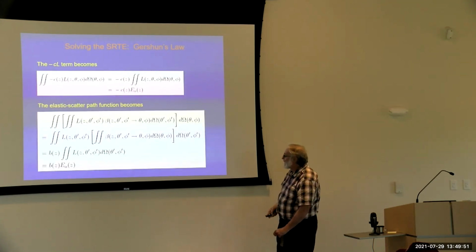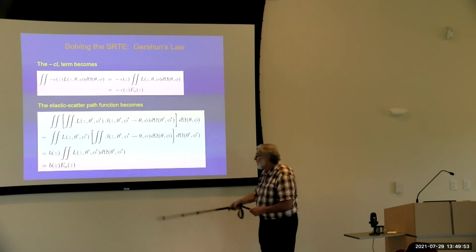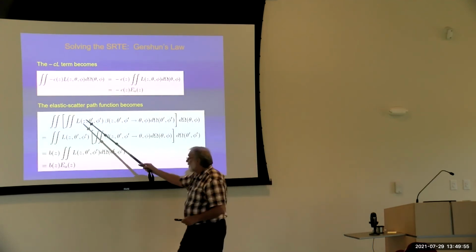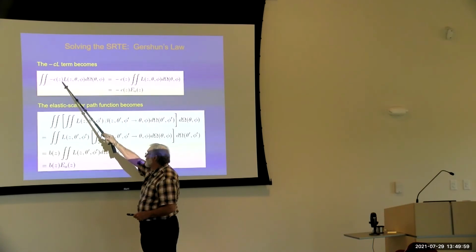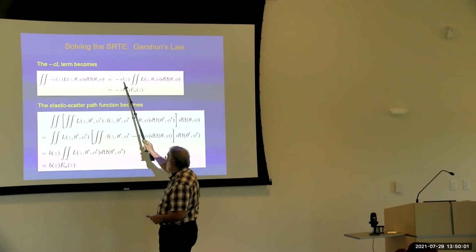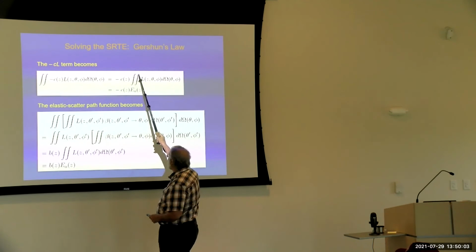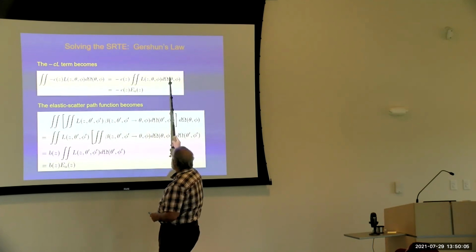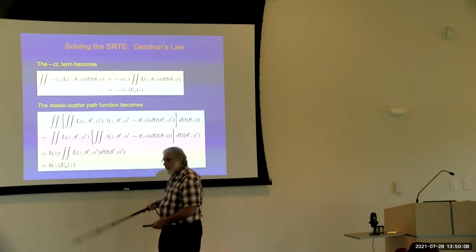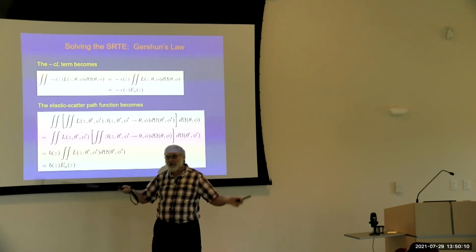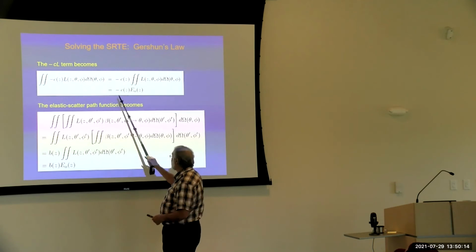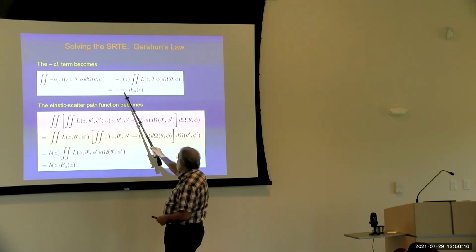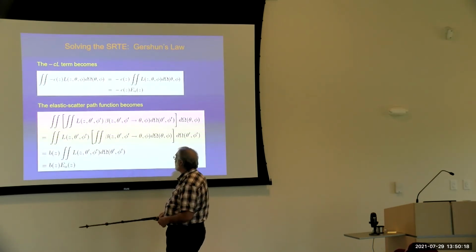Go to the next term, the minus CL term. So we're going to integrate that guy over all directions. Well, C is not a function of direction, so that can come out. And then I have an integral of radiance over solid angle over the whole sphere of directions. What's that? That's just the definition of scalar radiance. So that term just becomes minus the attenuation times E0.